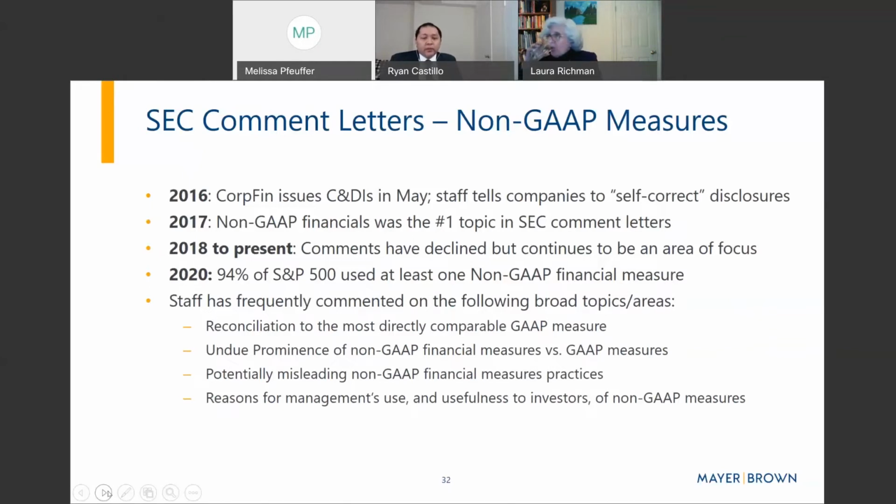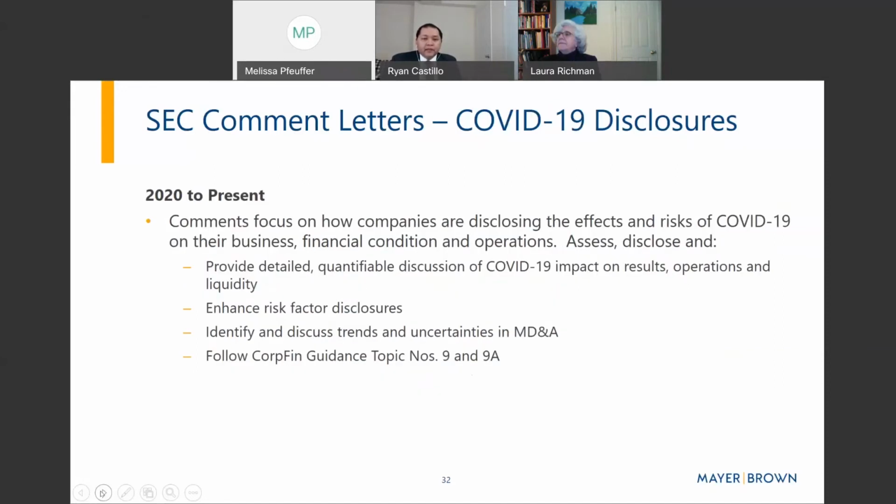Now, fast forward from 2018 to the present, comments have decreased, but non-GAAP measures remain an important area of focus for the SEC. And we expect that to be the case, considering that 94% of the S&P 500 use at least one non-GAAP measure. The most common staff comments can be grouped into 4 broad categories: the need to reconcile to the most directly comparable GAAP measure, avoiding undue prominence and potentially misleading non-GAAP, and explaining the reasons and usefulness of non-GAAP. Now, how about SEC comments on COVID-19?